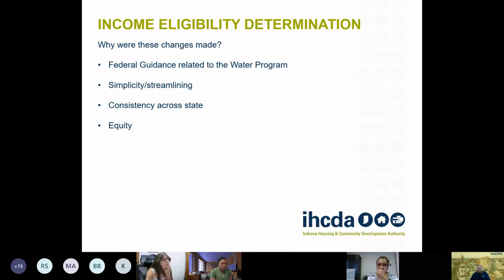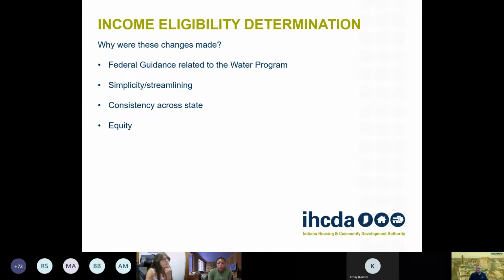So these changes, just to refresh everyone's memory, were made for a few different reasons. The first, the change away from the hybrid threshold to straight 60% of SMI, was related to federal guidance for the water program, which when it first came out, when we were modeling our programs, was pretty specific that we could not use a hybrid threshold. We had to choose one or the other.